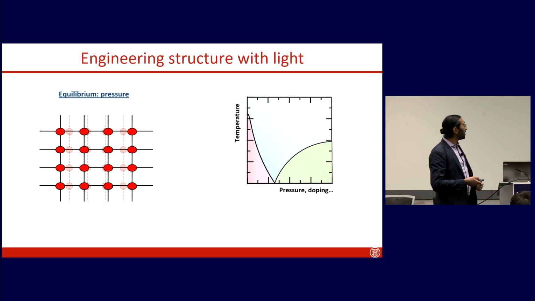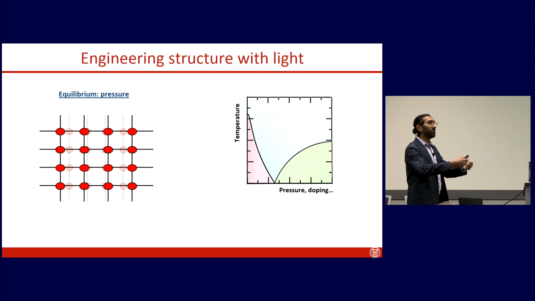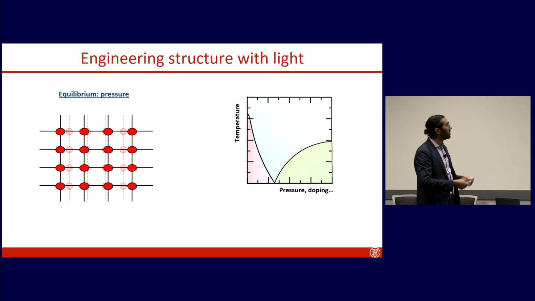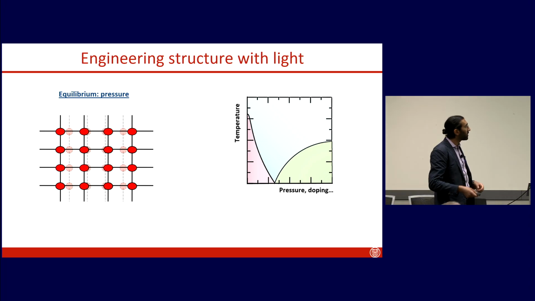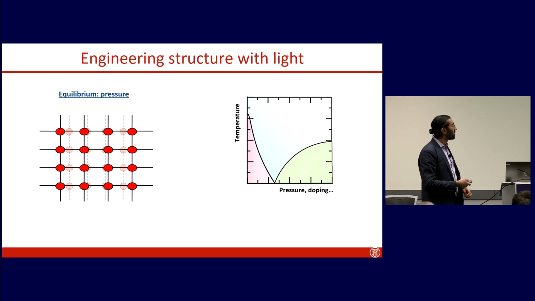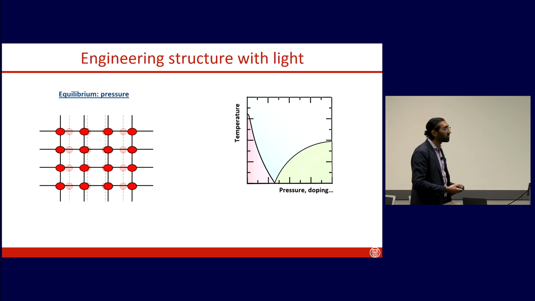And so in equilibrium, we can take advantage of this by applying pressures and using that to tune the lattice and its interactions, and then we end up with phase diagrams like this, where as a function of pressure we get different phases, or we can change the temperature of some phase. But there are, of course, limitations to this, and what we'd like to be able to do is achieve this kind of control without having to apply extreme pressures.